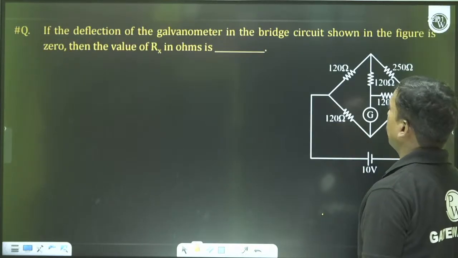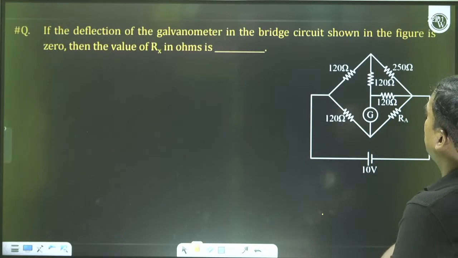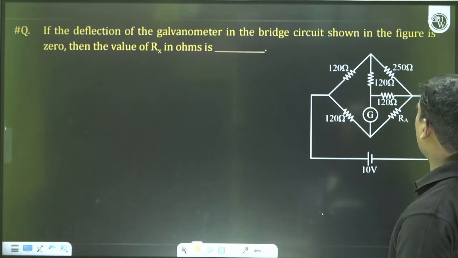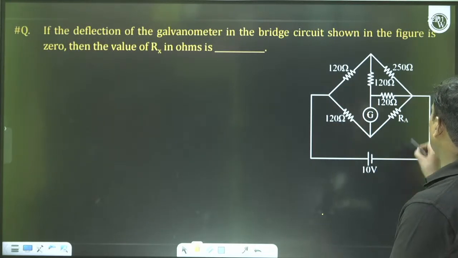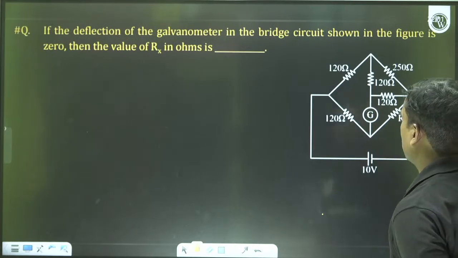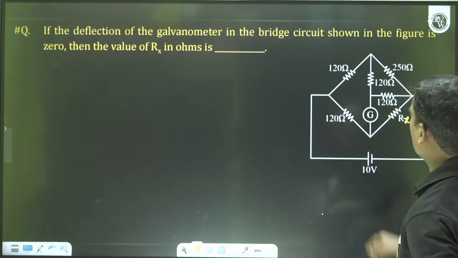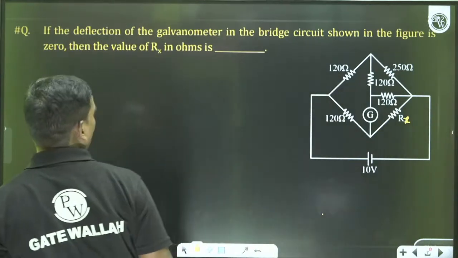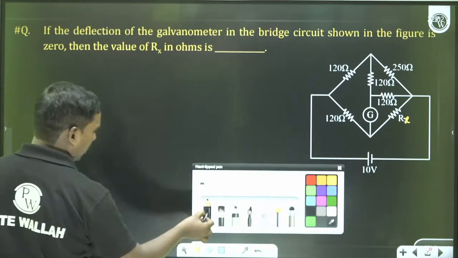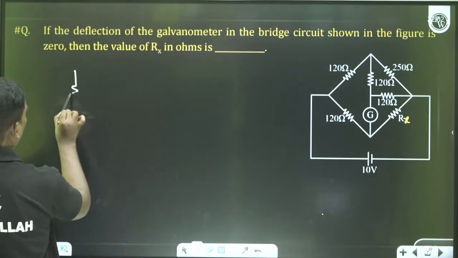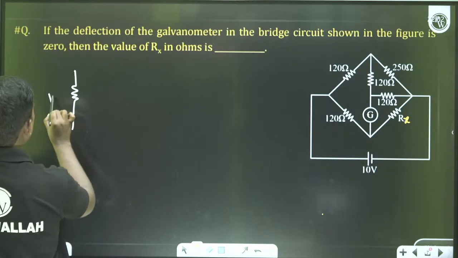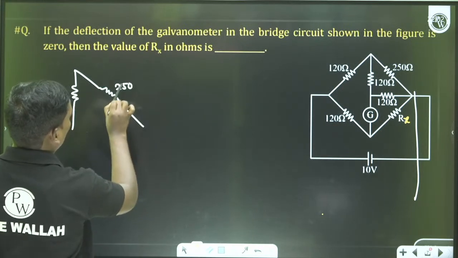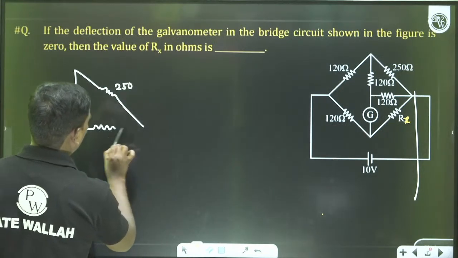Next, how to solve this question. If the deflection of the galvanometer in the bridge circuit shown in the figure is 0, then the value of Rx in ohms is asked. First of all, this delta is there, so you have to convert this delta into a star model. This delta part is 120, this is 250 and this is 120. Please convert this delta to star.